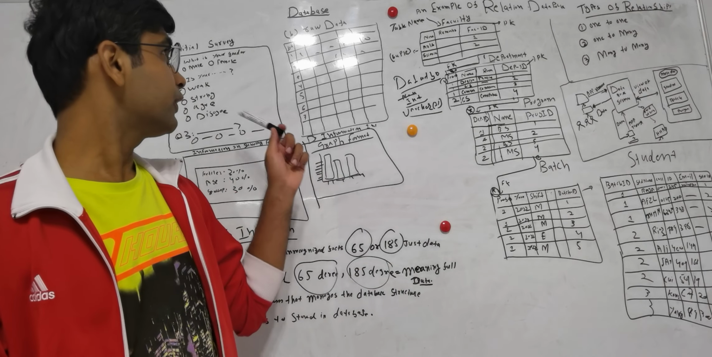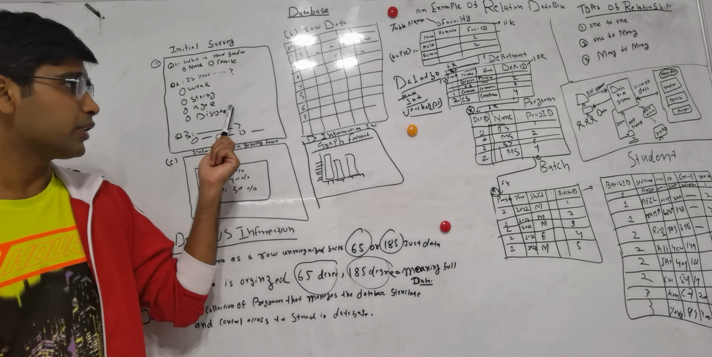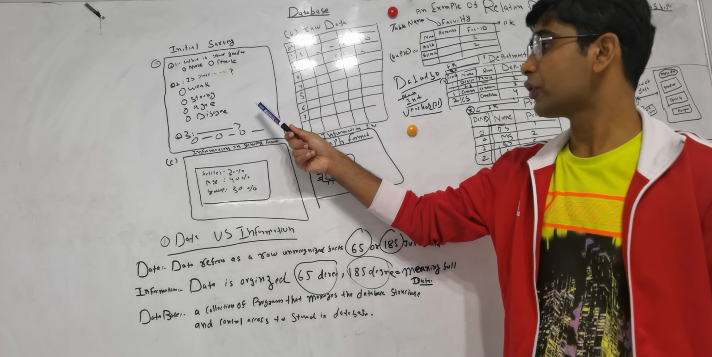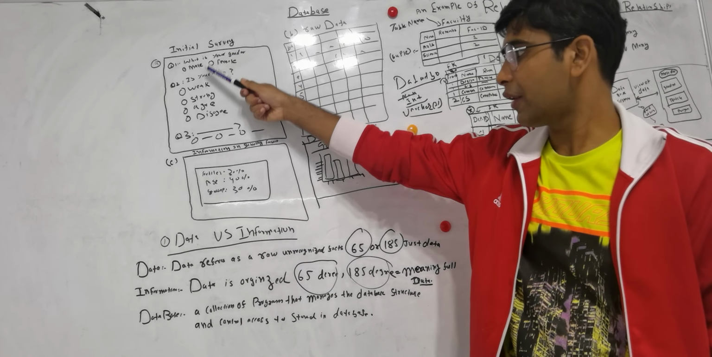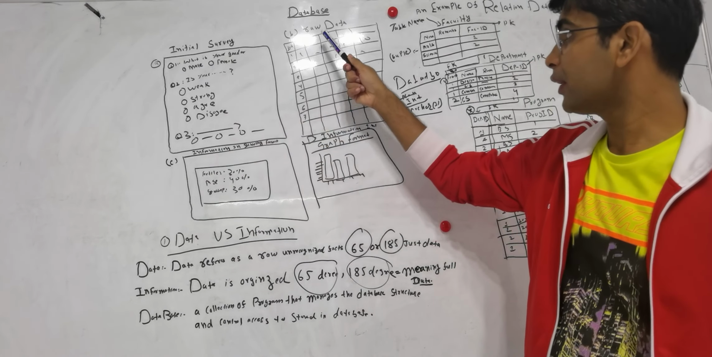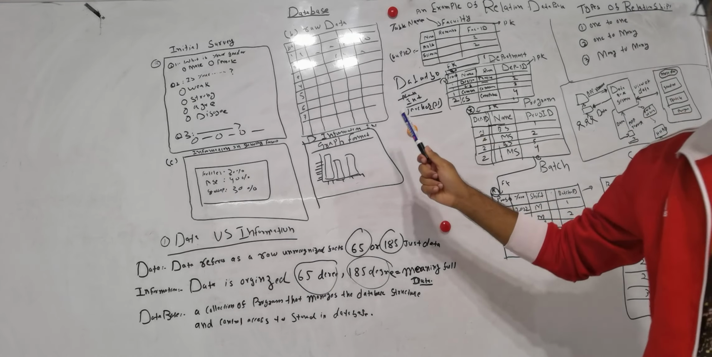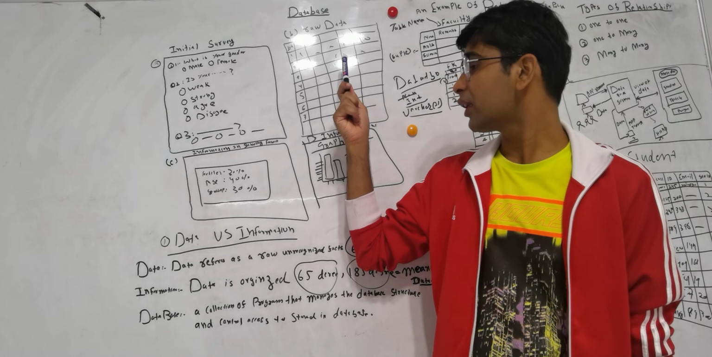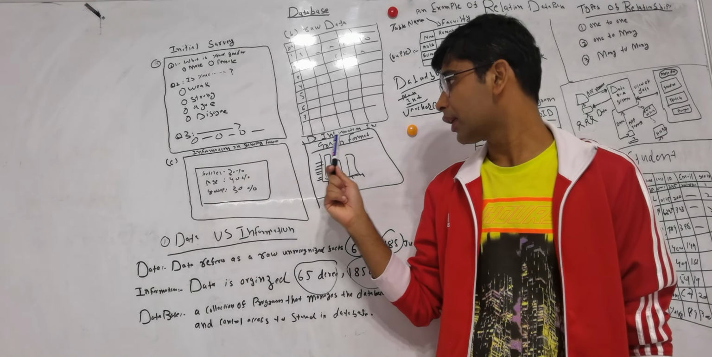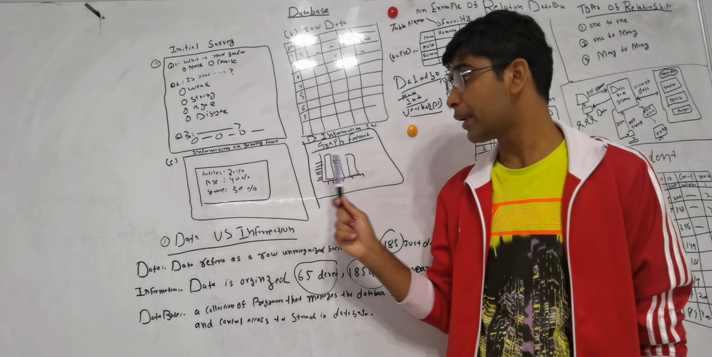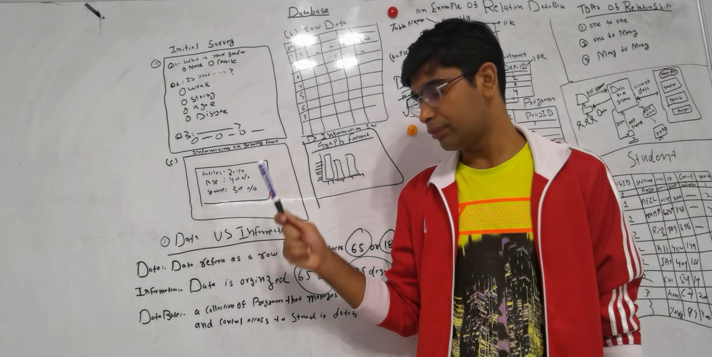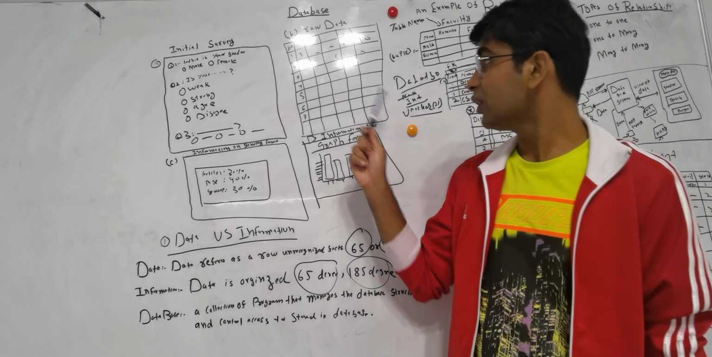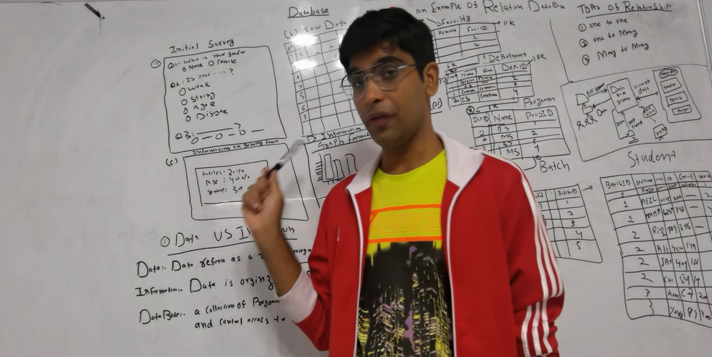As you can see in this figure, this is the initial survey, and this is the raw data. This raw data is turned into information, maybe in graph format, maybe in text format, but this is the summarized information. So this is the difference between data and information.